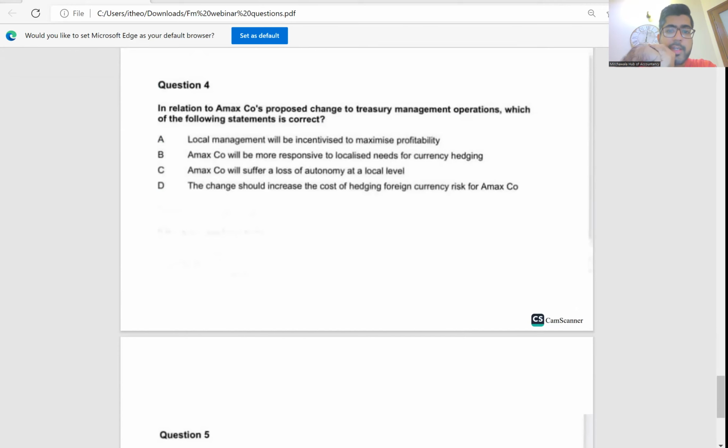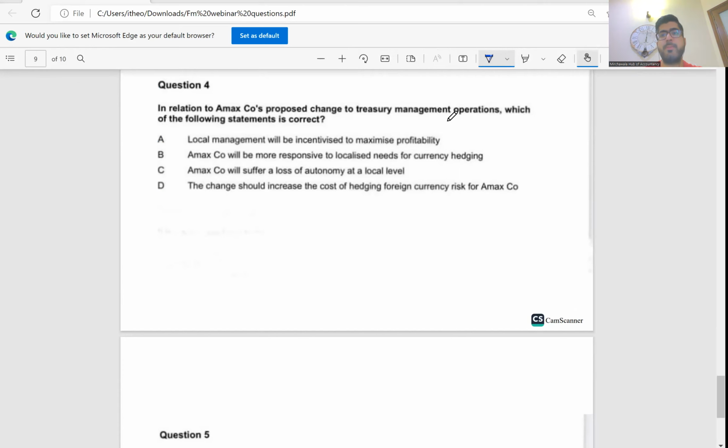In relation to Amex's proposed changes to treasury management. Remember, they were proposing changes from decentralized to centralized, from power at divisional level to centralized. In relation to Amex's proposed changes to treasury management, going from decentralized to centralized, which of the following is true?